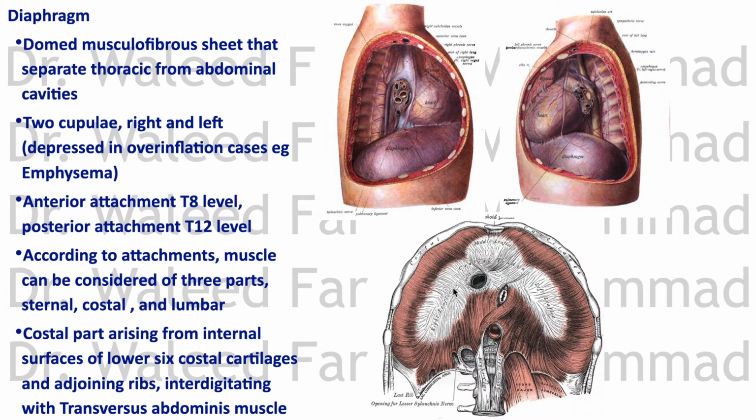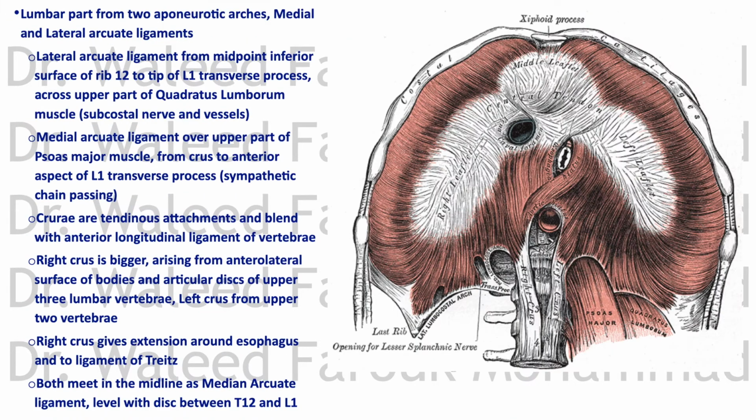The costal part arises from the internal surfaces of the lower six costal cartilages. When we study the abdominal wall, we will find that there is a muscle called the transversus abdominis arising from the same origin, so it interdigitates with the transversus abdominis muscle. This is about the costal origin.